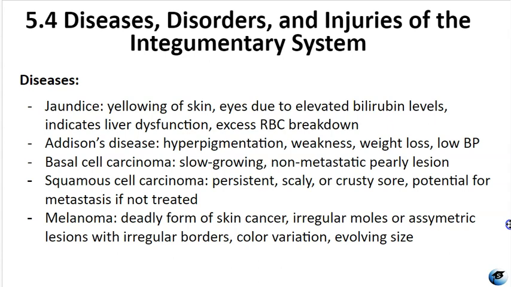Basal cell carcinomas are the most common type of skin cancer, and they typically manifest as a slow-growing, non-metastatic lesion on sun-exposed areas. They are recognizable by a pearly, translucent appearance, and early detection and treatment are essential to prevent further progression. Squamous cell carcinoma is a skin cancer that often presents as a persistent, scaly, or crusty sore. If left untreated, it has the potential for metastasis, highlighting the importance of prompt medical attention for suspicious skin lesions.